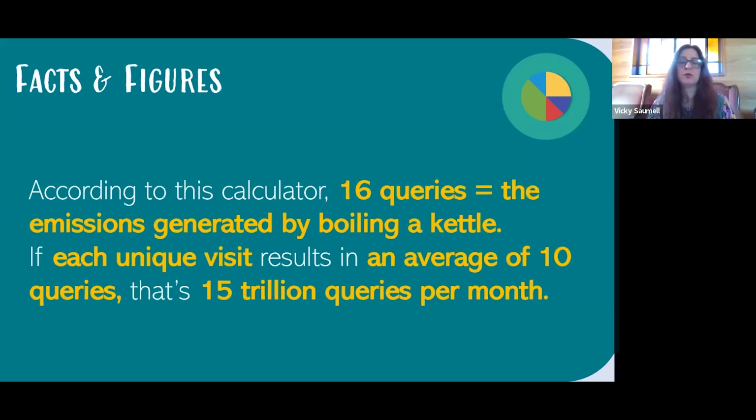So according to the maths, 16 queries is equivalent to the emissions generated by boiling a kettle. And if each unique visit results in an average of 10 queries, that's 15 trillion queries per month. And this is not going to slow down. On the contrary, this is probably going to increase as we move on.